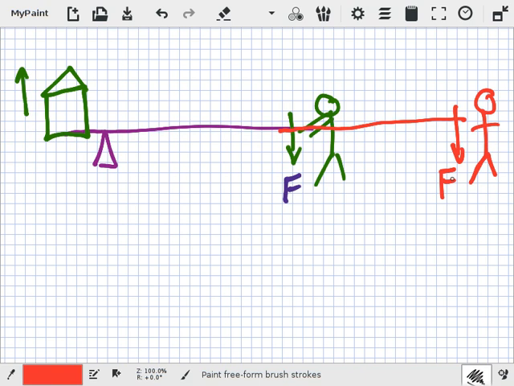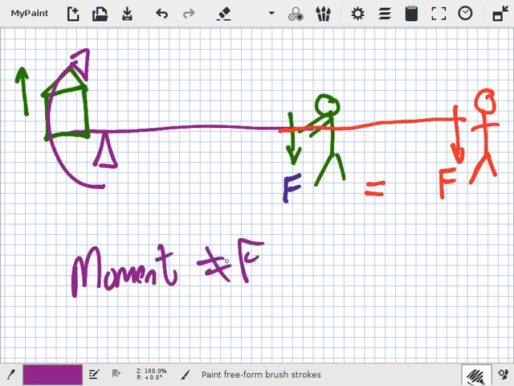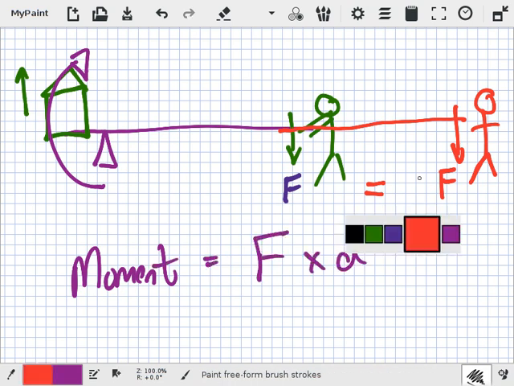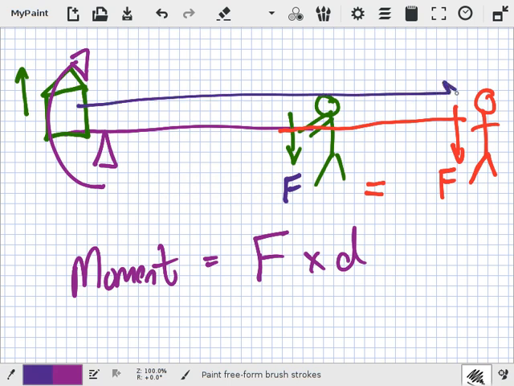So which would be easier to do? The longer one, yeah. But have you pushed any harder? No, it's the same force. That's because the turning force, the moment, is not equal to F, and it's not equal to the distance. It's equal to the force multiplied by the distance. So because the distance is bigger, there's more moment, more turning force.